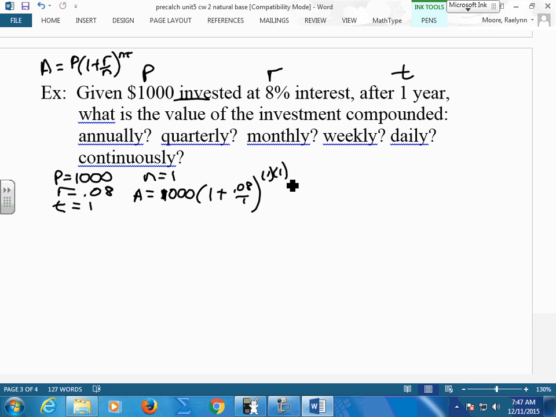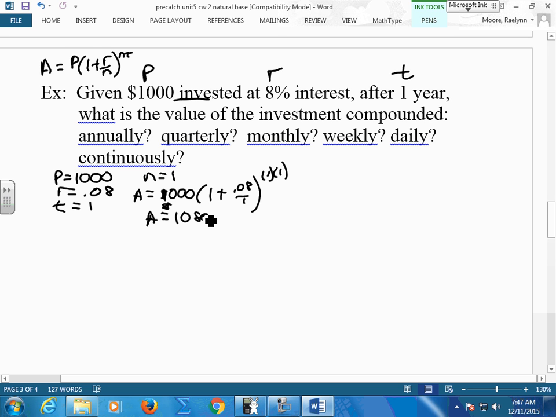And what do you get? Because this is money, how many decimal places should we round this to? 2. This has a natural rounding because it's money. So 1,080. Good. And it's dollars.